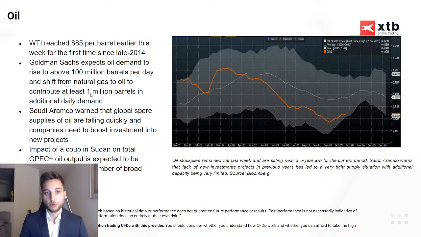Now we're running into a situation where global stockpiles are running lower and lower. So even if they were to want to increase supplies, we're having an issue where there might not be those supplies anymore, impacting potentially price.